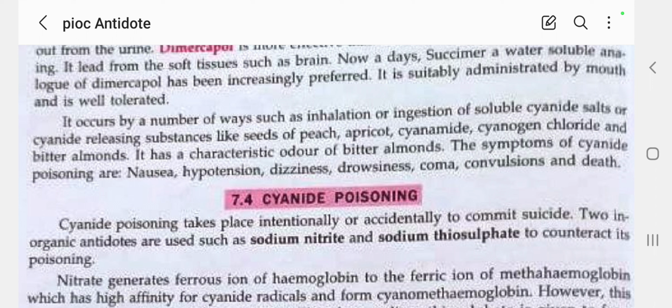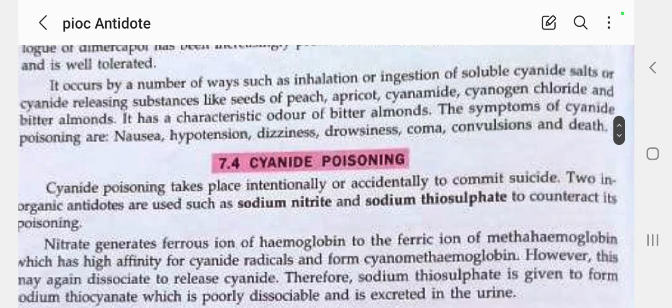The symptoms of cyanide poisoning, as I already told you, sir, are the major symptoms of a person ingested with cyanide. First, nausea and hypotension, that means fall of BP, and dizziness, somehow giddiness, and drowsiness, feeling much more thirsty, and coma, that means unconsciousness, and convulsion, that means epileptic, and death. So remember these symptoms repeatedly: nausea, hypotension, dizziness, drowsiness, coma, convulsion and death.